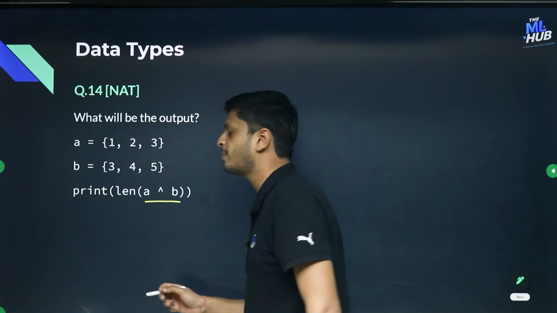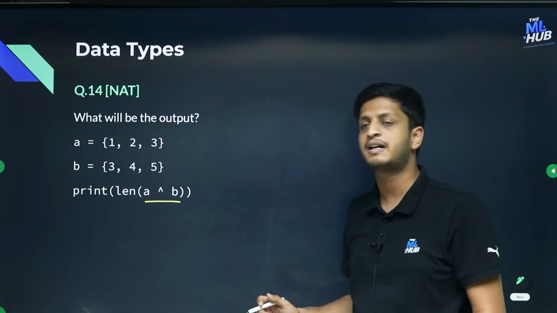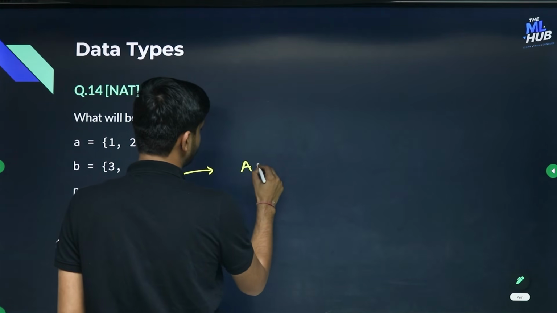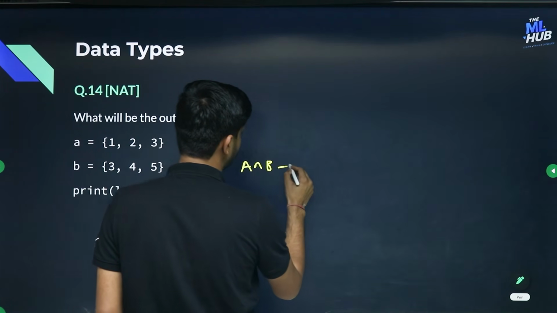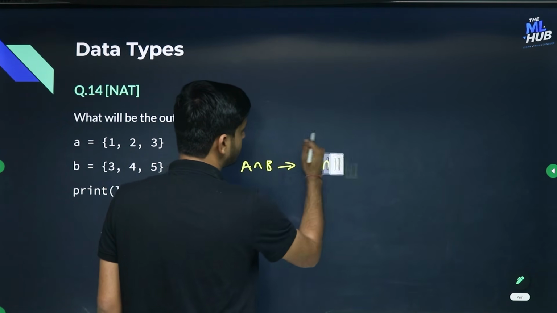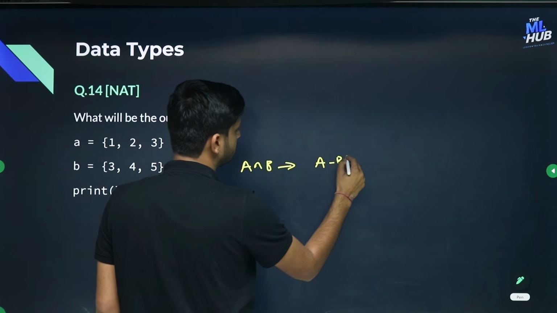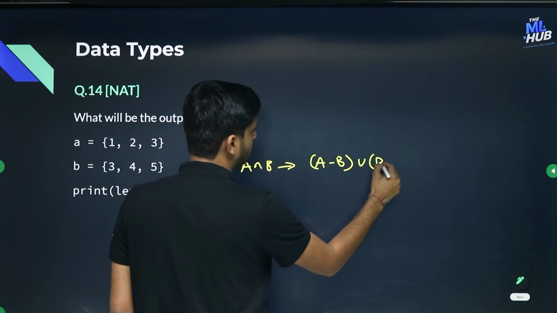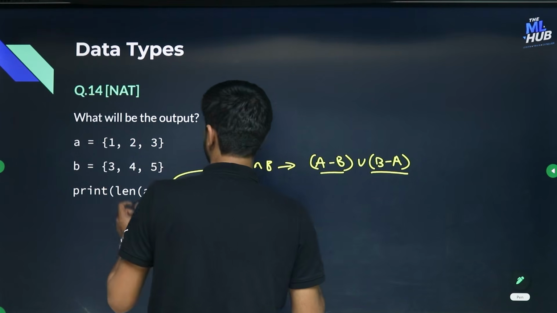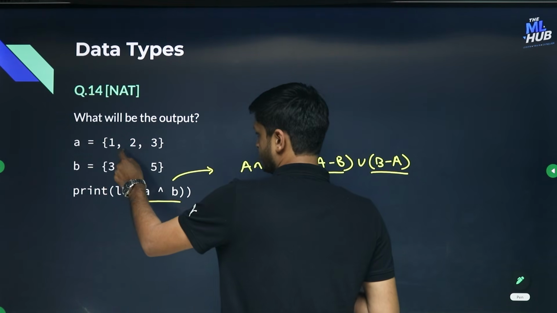The bitwise XOR operator in set does what? It will calculate the symmetric difference. So for any two sets A and B, if you do bitwise XOR, it will calculate the symmetric difference, which is A minus B union B minus A. All the elements in A which are not in B, and all the elements in B which are not in A.